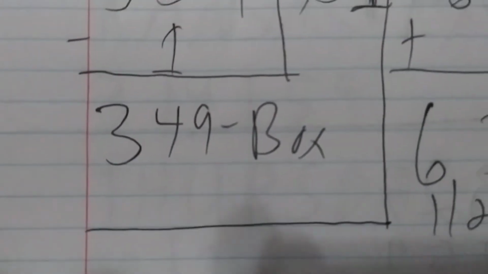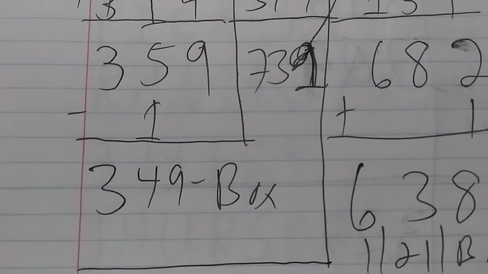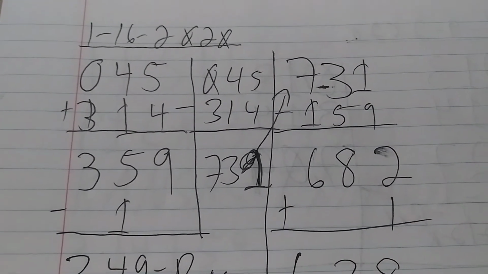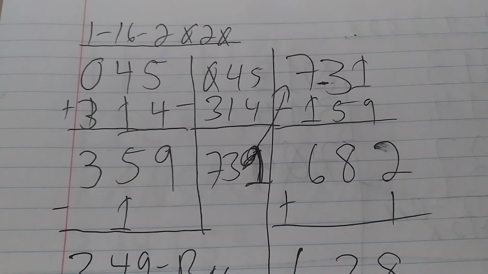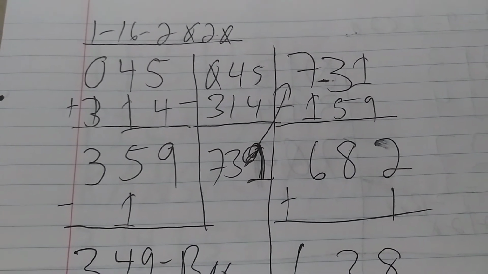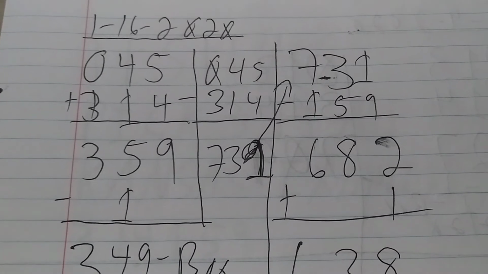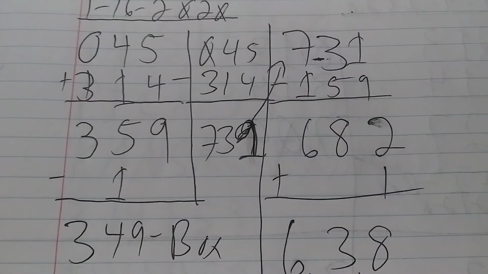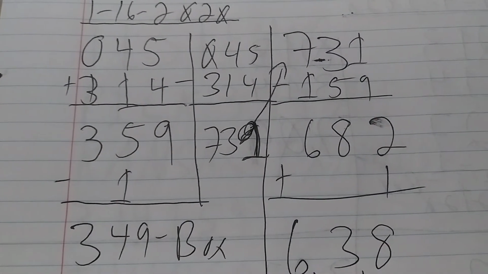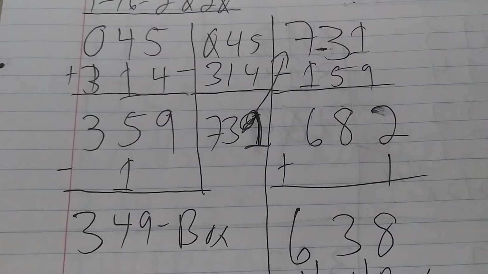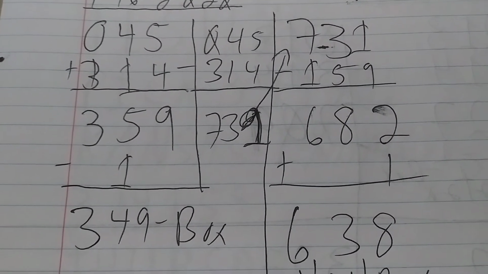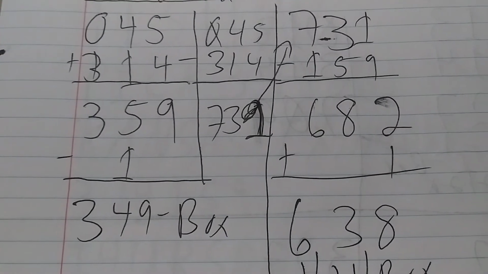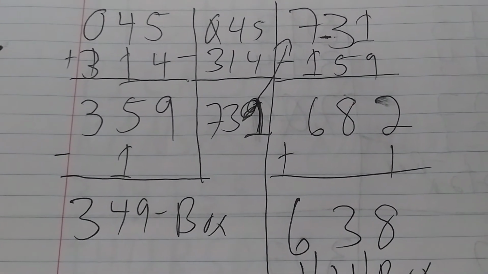Okay, and for the rest of the video, I'm just going to be showing you what did hit. So on January 16th, you had 045 hit. You're going to add 314, so 0 plus 3 is 3. 4 plus 1 is 5, and then 5 plus 4 is 9. That gives 359. And then minus 1 off that 5. Bring down 39. That's 349. That was a box hit. I don't recall the day on that one.